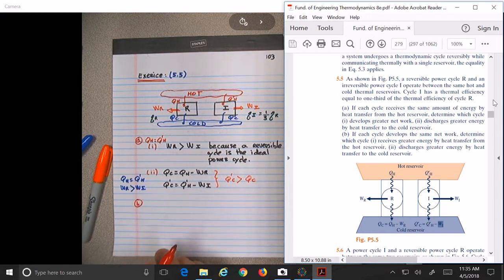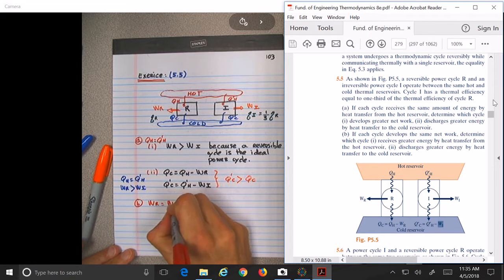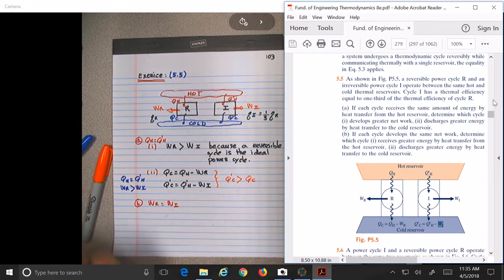So let's see part B. If each cycle develops the same network. Okay, so this one might be more interesting. So this time we have WR equal to WI for reversible and irreversible. Develop the same network. Determine which cycle receives greater energy by heat transfer from the hot reservoir.